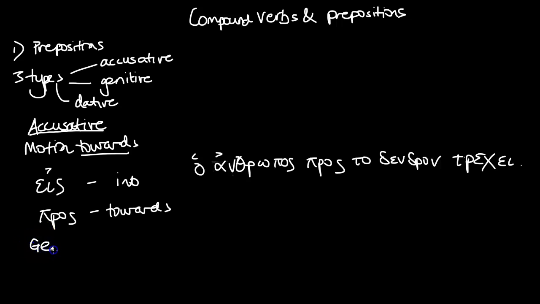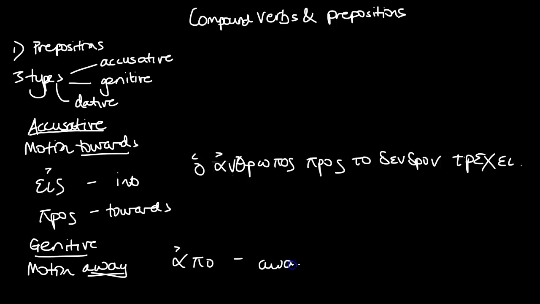Prepositions that take the genitive usually indicate motion away. And the key ones here are apo, literally meaning away from, although the from, you don't always have to mention that, and ek, which means out of, and both of these take the genitive. Also with ek, if it's before a vowel, it will turn into x with a xi.